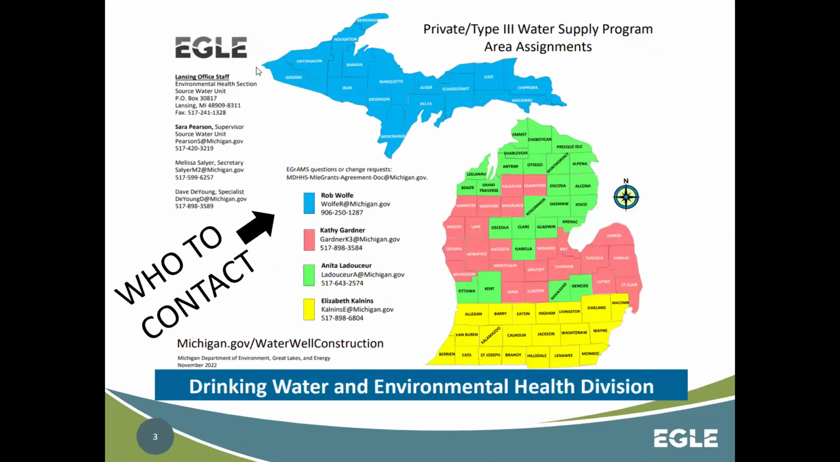I know Tweak went over this map. I'm just going to touch on it briefly again. The people you're going to initially contact, if it's a private or Type 3 well, would be Rob in the UP. You can see how the lower peninsula is split up, with Tweak handling the lower end, and then Kathy and Anita's areas spread out for the rest of the lower peninsula. With Anita transitioning to her new role, if you'd like to see the downhole camera come out in Anita's area, feel free to get a hold of me directly.